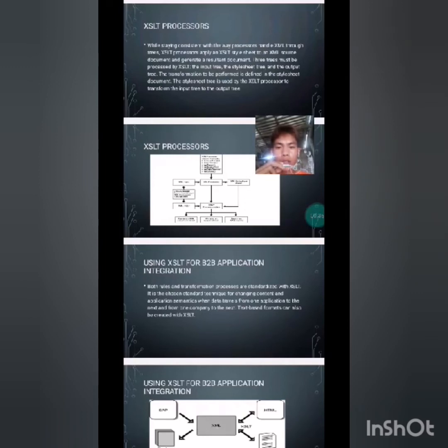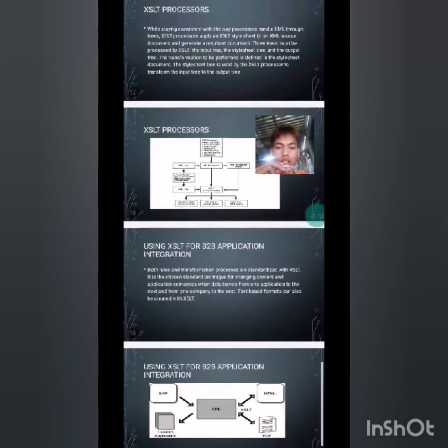Three trees must be processed by XSLT: the input tree, the style sheet tree, and the output tree. The transformation to be performed is defined in the style sheet document. That style sheet tree is used by the XSLT processor to transform the input tree to the output tree. And here is an example of an XSLT processor using Java.